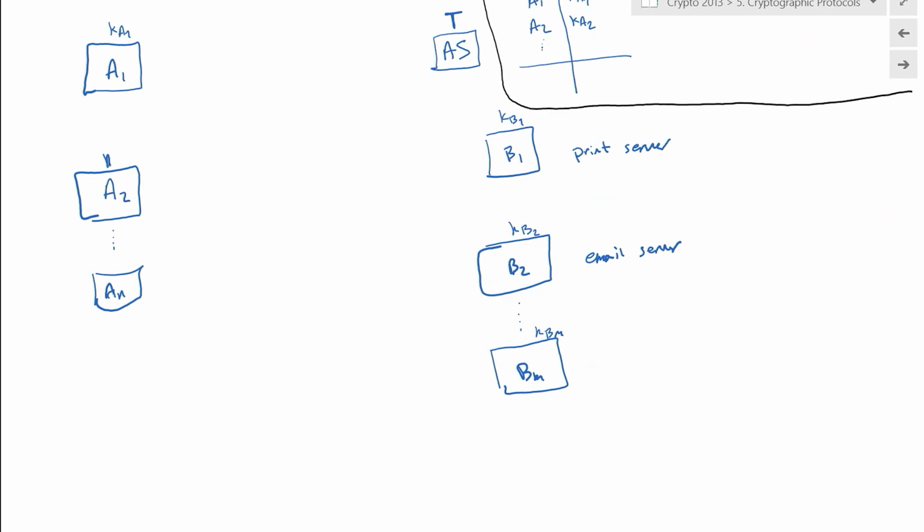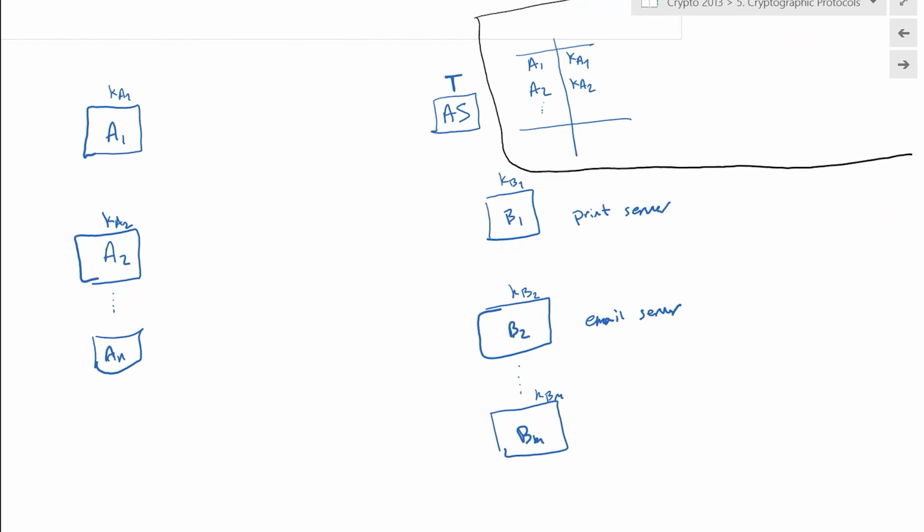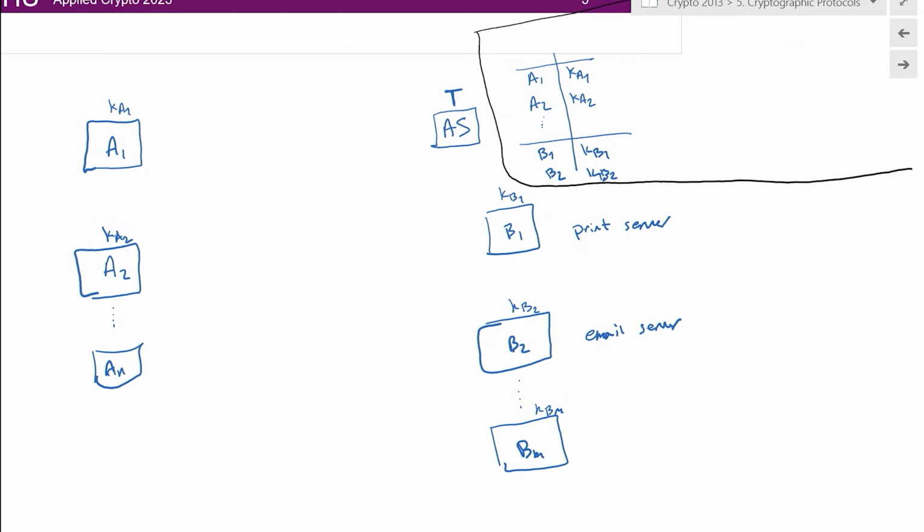So key of user 2, and so on and so forth. So they would also write them down so that they share a key KB1 with server B1 and server B2, KB2, right? So they store all that information in a DB.